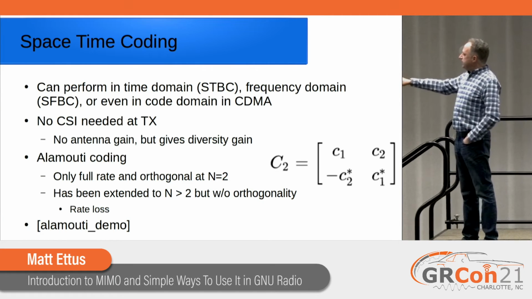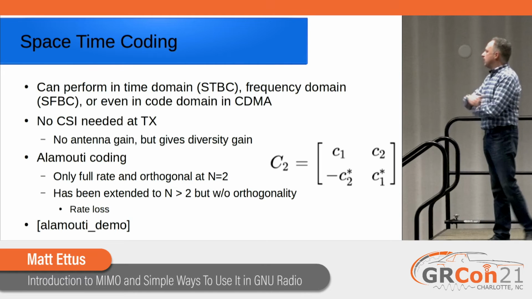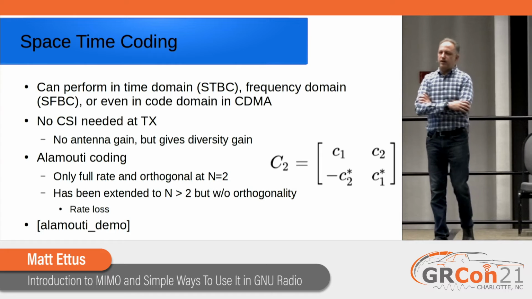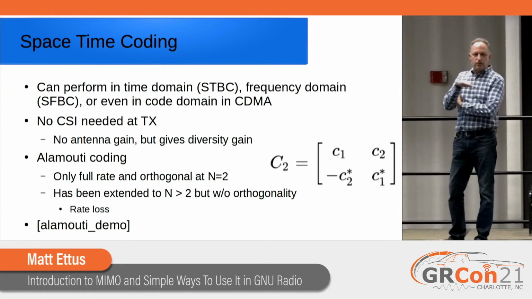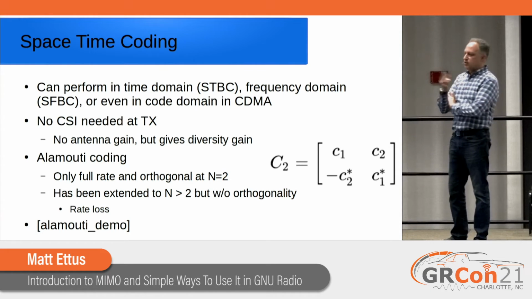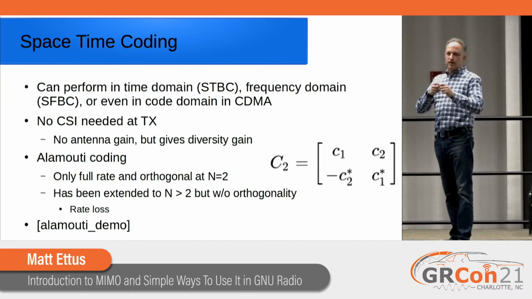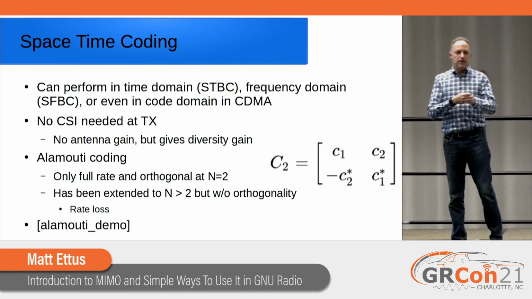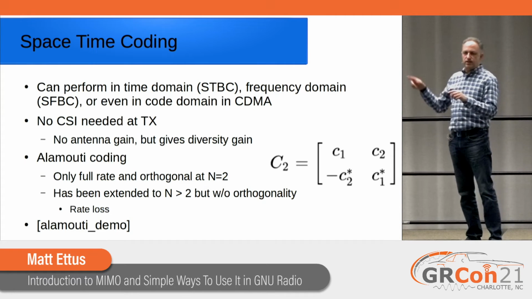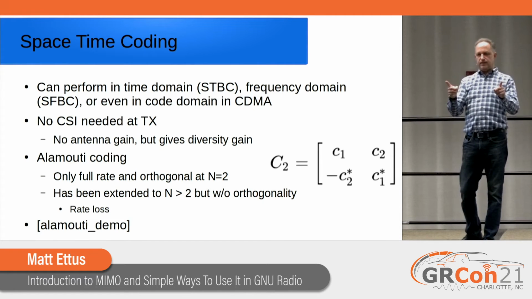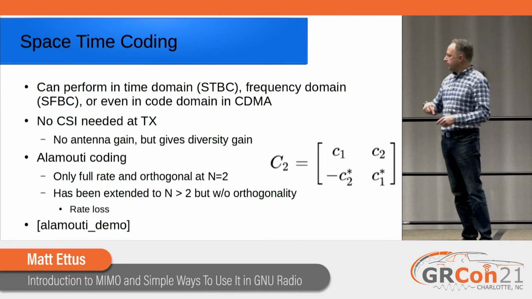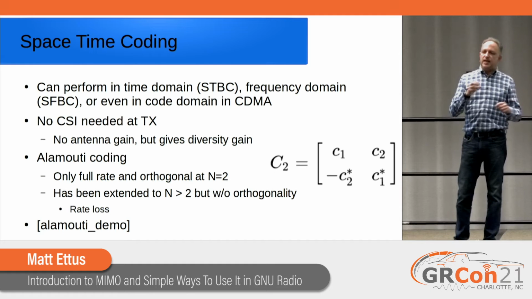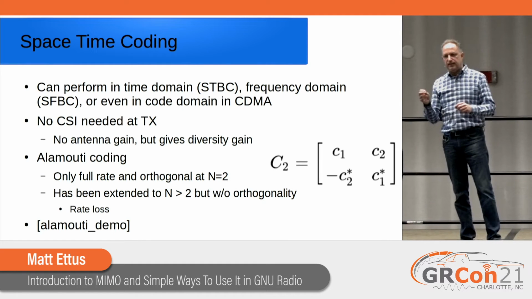But in any case, if you look at this matrix, you have C1 and C2, where the columns are your antennas and the rows are your time slots. Let's say I have 2 bits that I would normally send, called C1 and C2. I would send C1 and then C2. Instead, I send C1 and C2 at the same time, but on different antennas. Then the next time period, I send the negative conjugate of C2 from the first antenna and the conjugate of C1 on the second antenna.